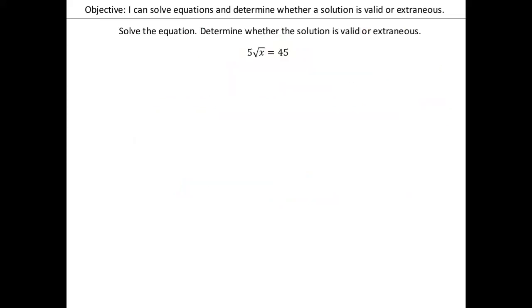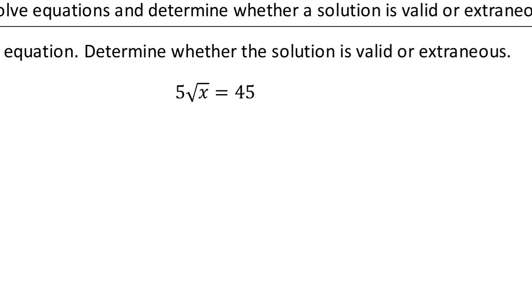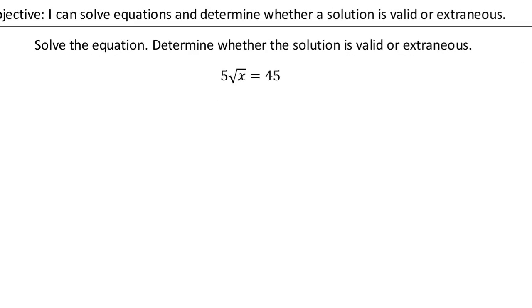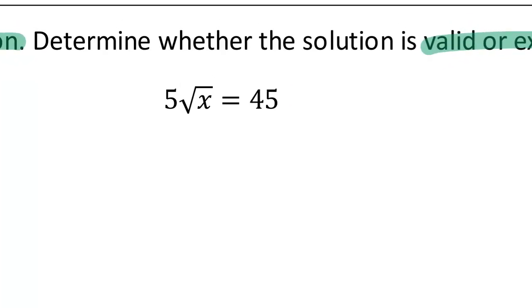So let's go ahead and look at our first example here. You want to attempt to solve this one, or you want to go over it? I think we should go over it. Okay. So the directions say to solve the equation and then determine whether the solution is valid or extraneous. So go ahead and copy this one: 5 times root x equals 45.